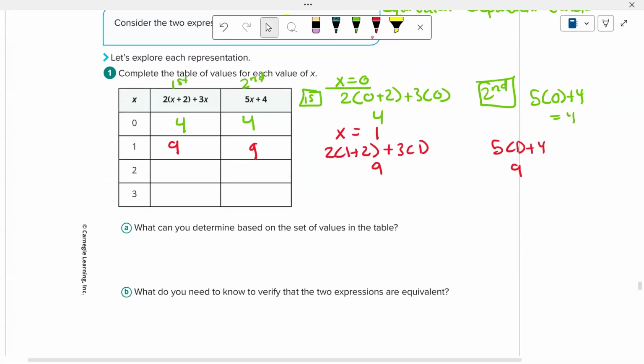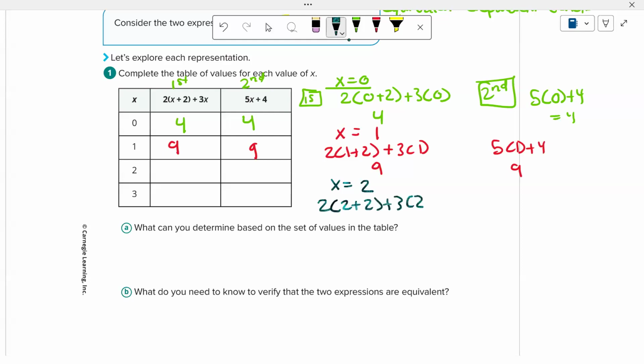For the third one, if I input 2, I will get 14. And I will also get 14 for the next one. And the last one, I will clearly get 19.